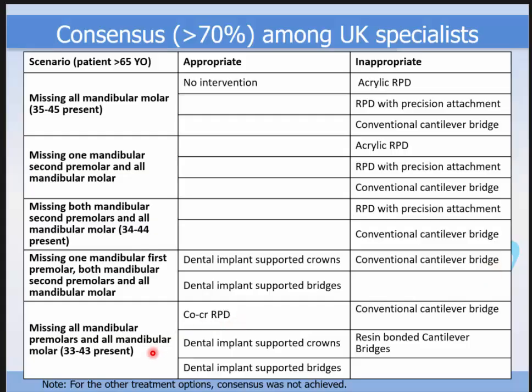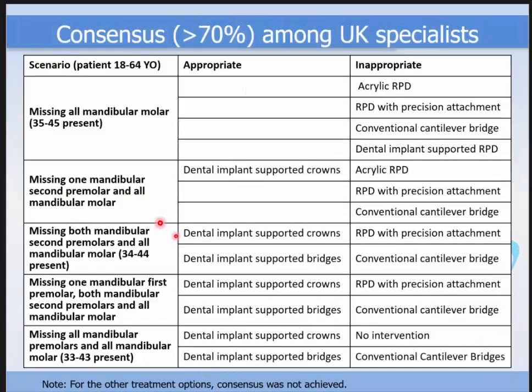And then it further deteriorates, this is a severe SDA case. The appropriate treatment plan would be cobalt chrome RPD, dental implant supported crown, and implant supported bridge. What is inappropriate are the cantilever bridge and also the resin bonded cantilever bridge. Right, so this is for the elderly patients. And this is for the younger group of patients.